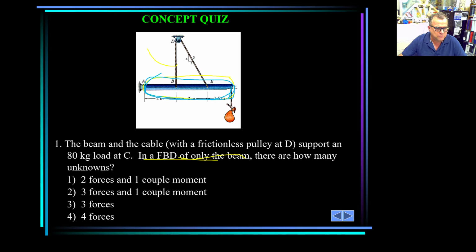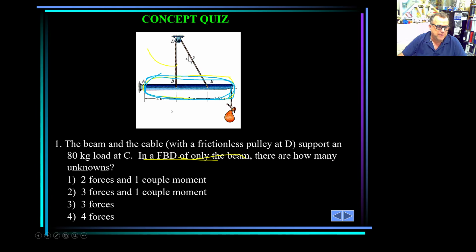Ugly. Like that. Now, if I do that of only the beam, first of all, what type of support is this? Then the answers are 1, 2, 3, 4: 2 forces and 1 couple moment, 3 forces and 1 couple moment, 3 forces, and so on. When I go to class, I say, who says option 1, option 2, option 3, option 4, and then I discuss. But now I have to discuss with myself because we're not in class. Well, you are in class actually if you're watching this.